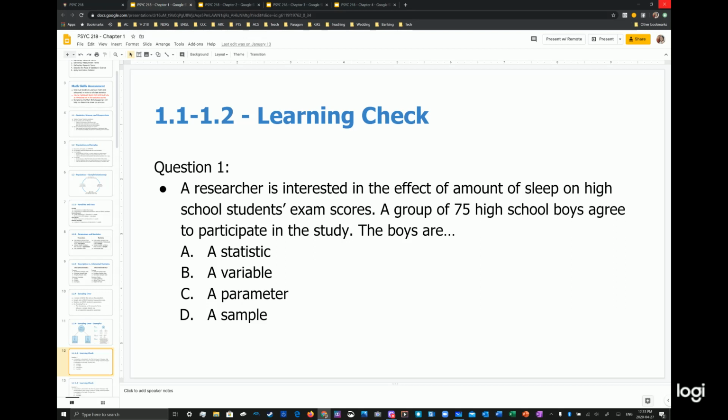Question 1. A researcher is interested in the effect of the amount of sleep on high school students' exam scores. A group of 75 high school boys or girls, or just high school students, agreed to participate in this study. The students are what? A, a statistic; B, a variable; C, a parameter; or D, a sample. You can pause and take a moment and think.